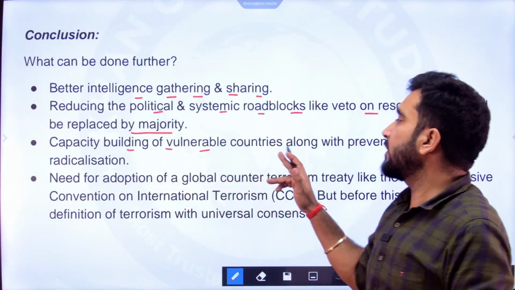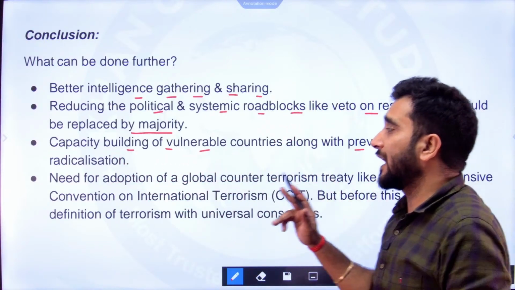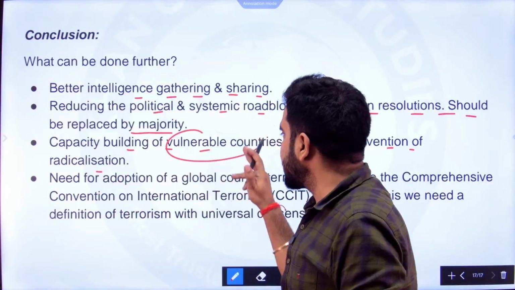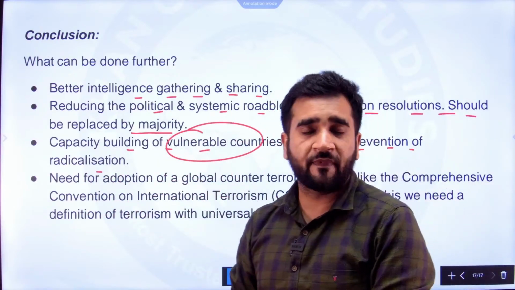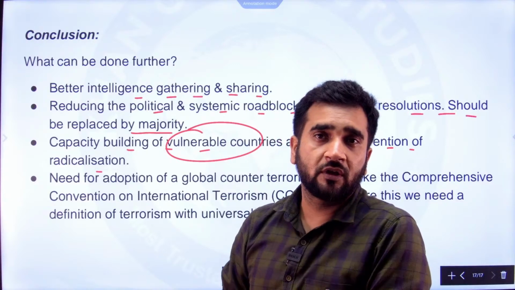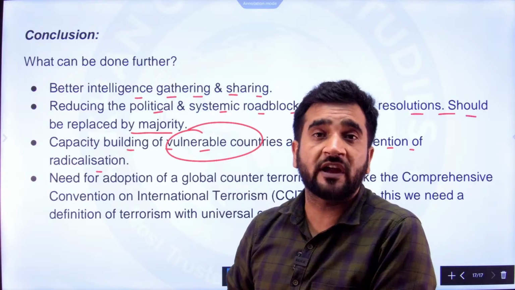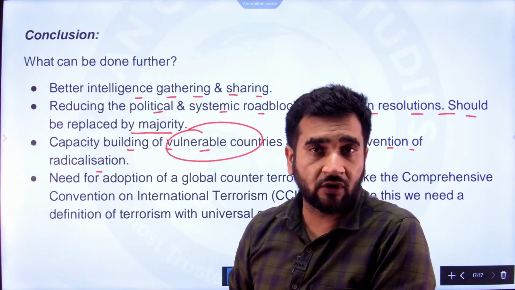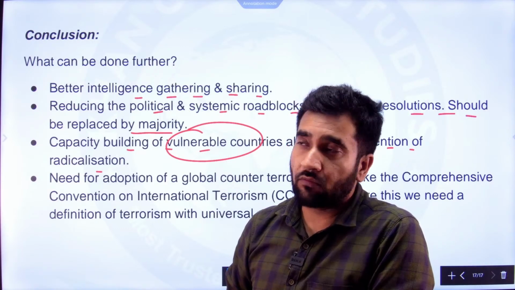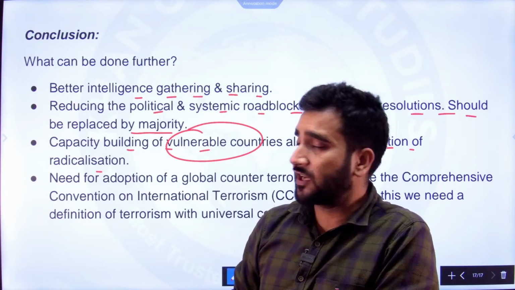Capacity building of vulnerable countries along with prevention of radicalization. So vulnerable countries like in Africa, in AFPAC region, small countries and all, their capacity building should be done. जो कि नहीं हुआ है. This has been one of the major drawbacks of organizations like CTED and all. तो ये चीजें होनी चाहिए.